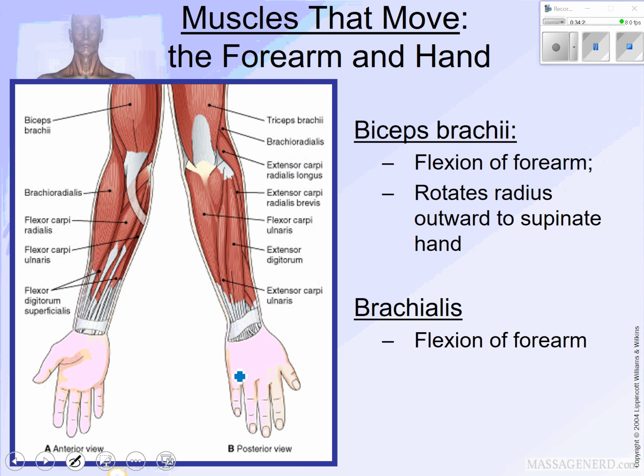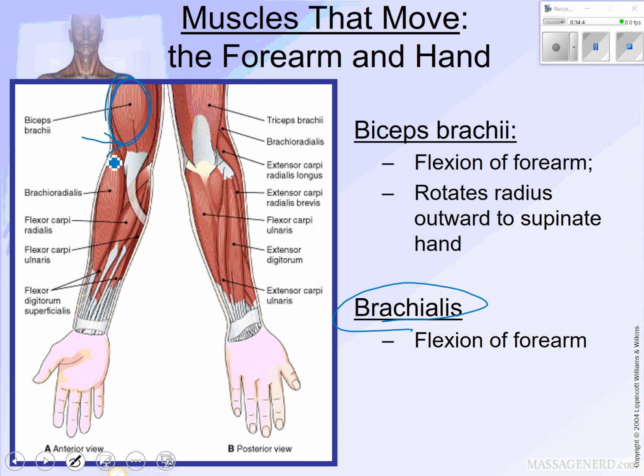So the biceps brachii is a flexor of the forearm. It rotates the radius outward to supinate the hand. And your biceps brachii is what we refer to as our biceps muscle. The brachialis muscle is the muscle directly underneath the biceps brachii, so it also allows flexion of the forearm.